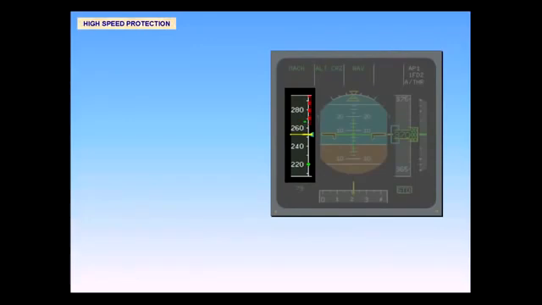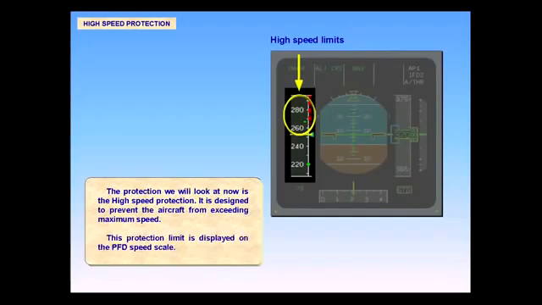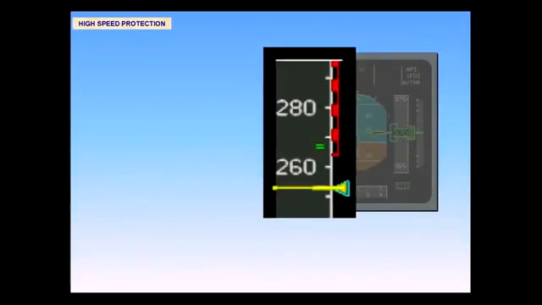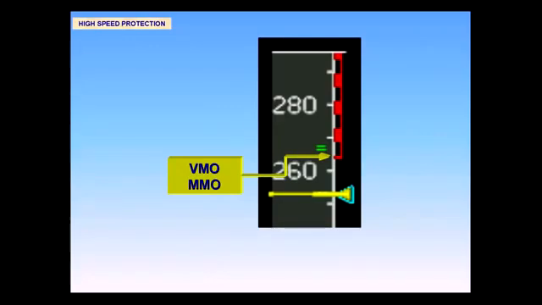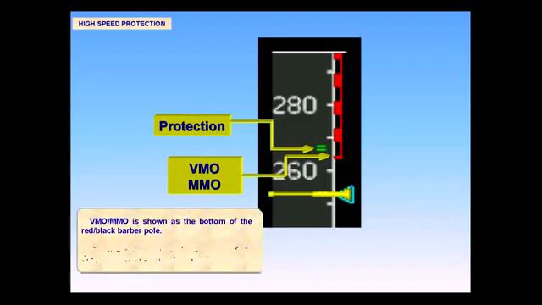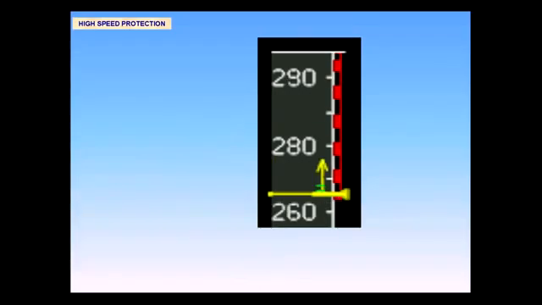The protection we will look at now is the high-speed protection. It is designed to prevent the aircraft from exceeding maximum speed. This protection limit is displayed on the PFD speed scale. VMO-MMO is shown at the bottom of the red-black barber pole. Green dashes indicate the speed at which the protection is activated, plus 6 knots. When the airspeed or Mach increases above VMO-MMO, an overspeed ECAM warning is triggered.